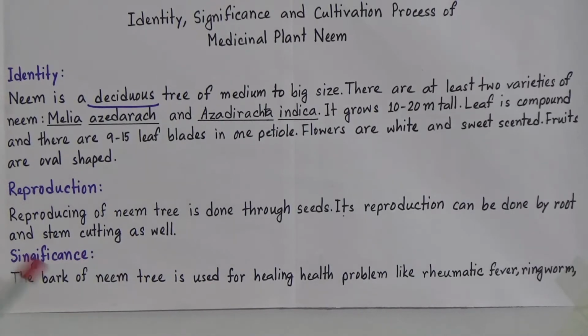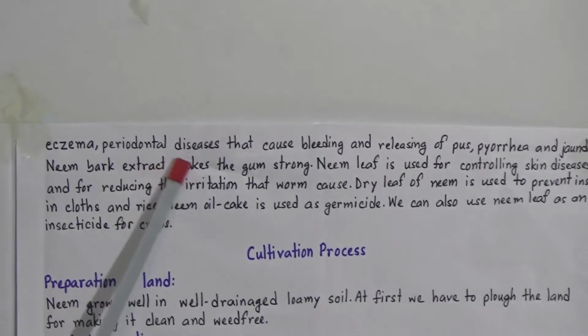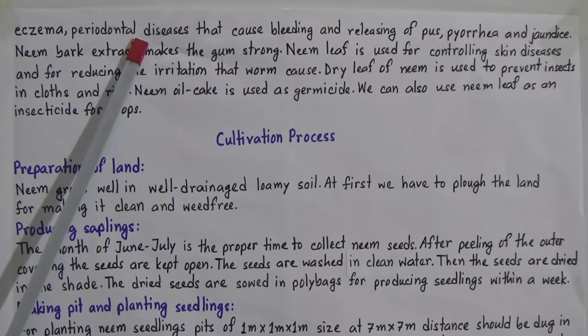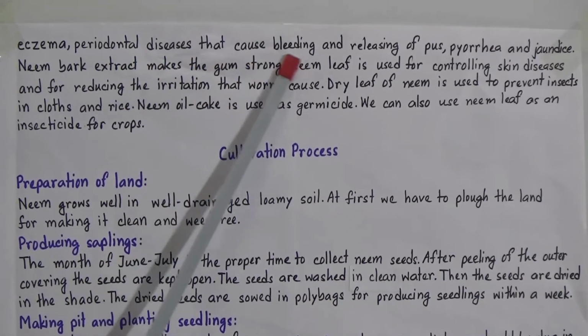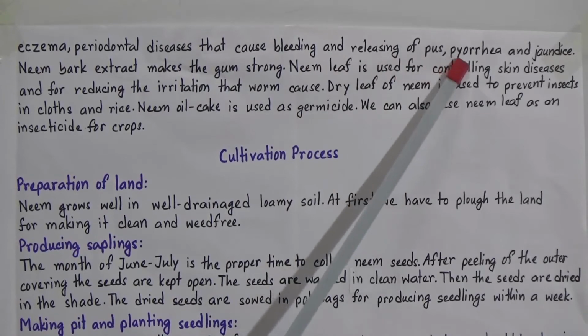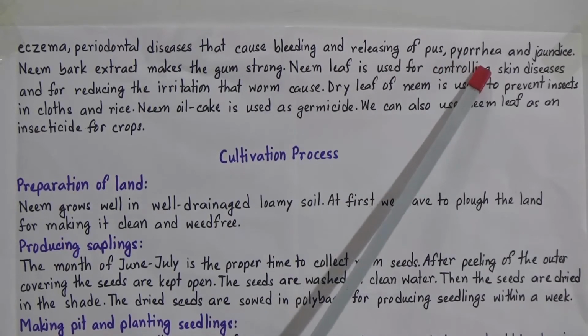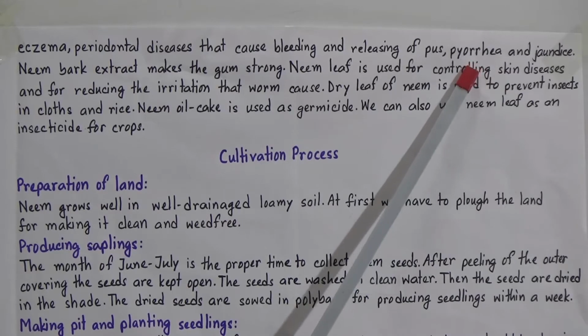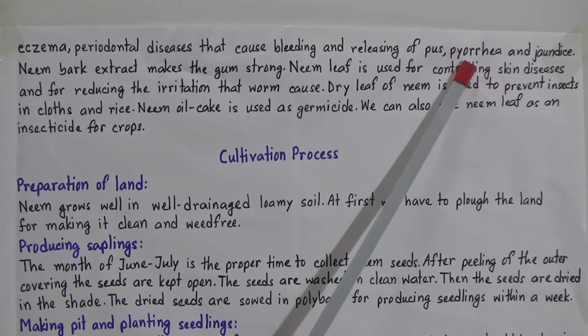Now we will know about the significance of the neem. Why do we need to plant neem trees more and more? Because the bark of neem tree is used for healing health problems like rheumatic fever. This is one kind of fever, that means the inflammation of the joints of the body. Also ringworm and eczema, periodontal diseases, that means related to the teeth, that cause bleeding and release of pus. Pyorrhea, this is also a disease of the tooth. That means in this disease your teeth will be loosened.